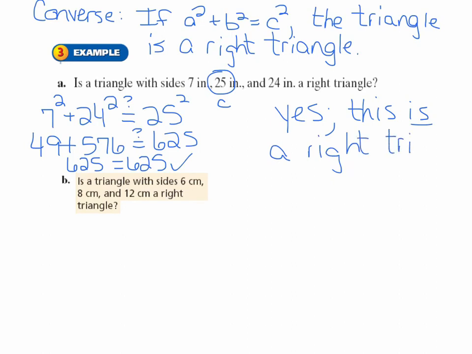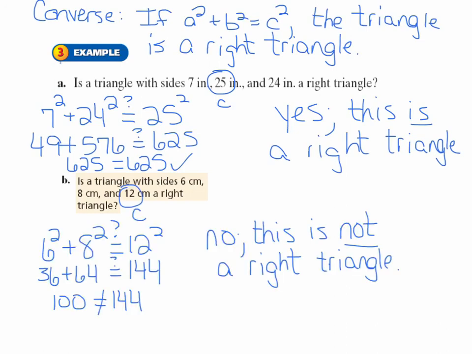Okay? All right, so the next thing they give us the sides 6, 8, and 12. I want you to decide which one would be C. Set it up using the Pythagorean theorem. See if this would be a right triangle or not. Then check it with my work. Did you get no?